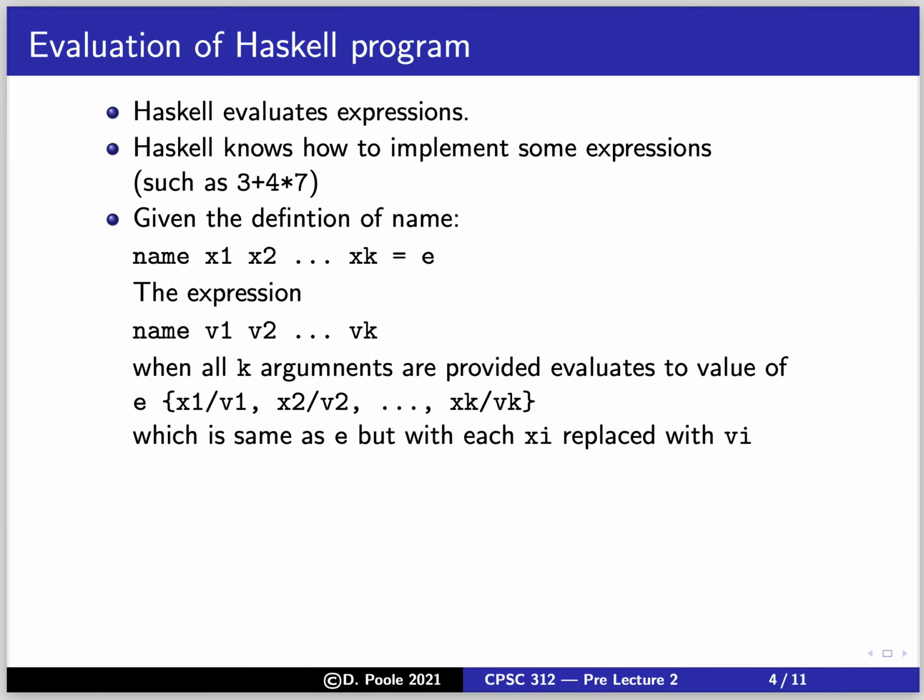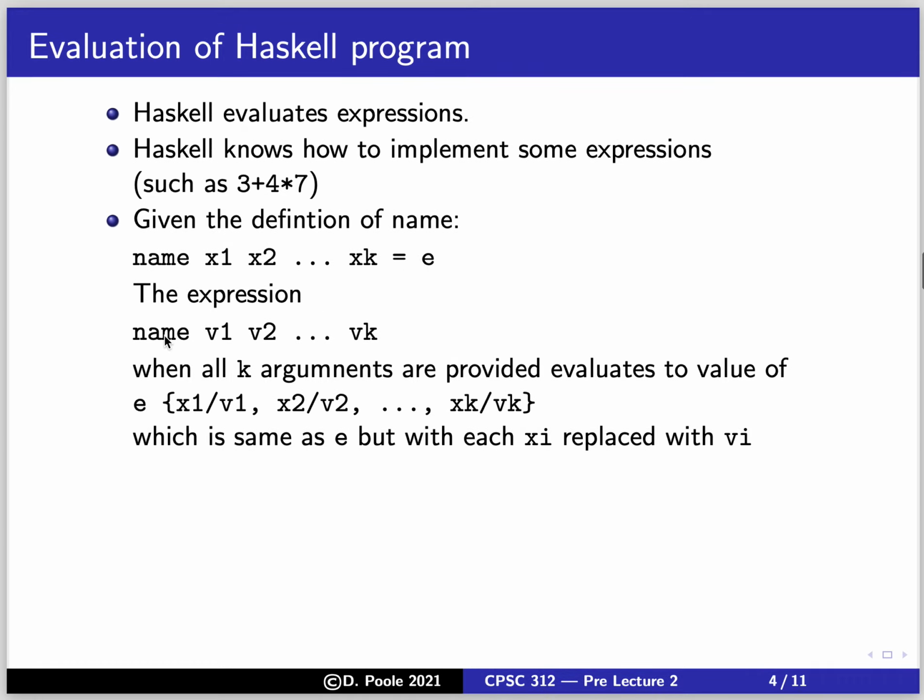Now, given a definition name x1 to xk equals e, when I write the expression name with k arguments v1 to vk, where all k arguments are provided, it evaluates to the expression e, but with x1 replaced by v1, x2 replaced by v2, and xk replaced by vk. So when we see name with all of these k arguments, we're just going to evaluate e, but replace x1 with v1, x2 with v2, and xk with vk.